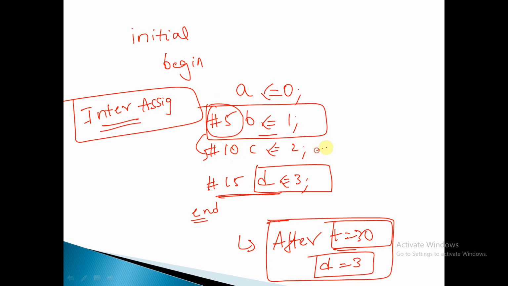That is, this second step will wait up to 5 time units, and only after 5 time units will this execution start. After 15 time units my C will be equal to 2, and after 30 time units my D will be equal to 3. So whether it is blocking or non-blocking, if you are using inter-assignment delay, it is going to block. So this is the modification I wanted to make. Is it clear for everyone?